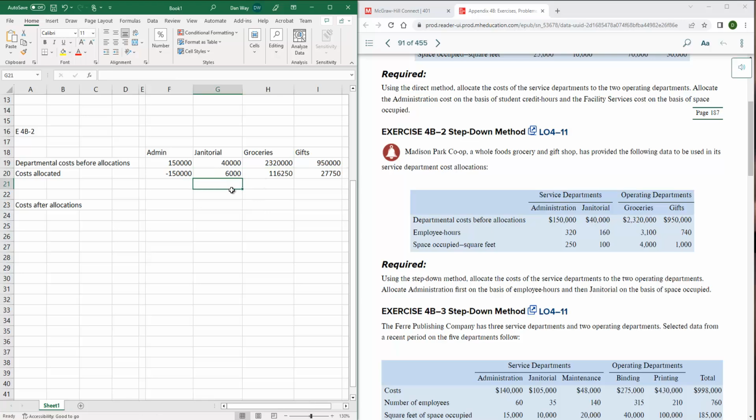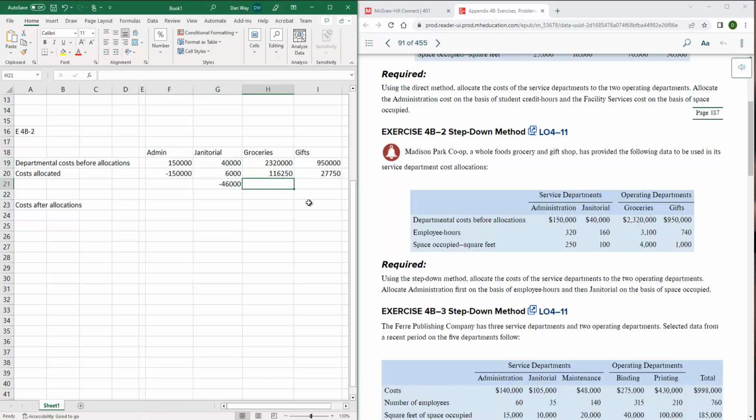Now, my second service department, from which I need to allocate all the costs, is janitorial. I want to make sure now that I'm allocating all the costs that originated there, the 40,000, plus the costs that have been allocated from the admin department already. So if I look at that combined, I've got a total of 46,000 in janitorial costs that need to be allocated. So let's indicate here that I'm allocating the 46,000 total janitorial department costs.